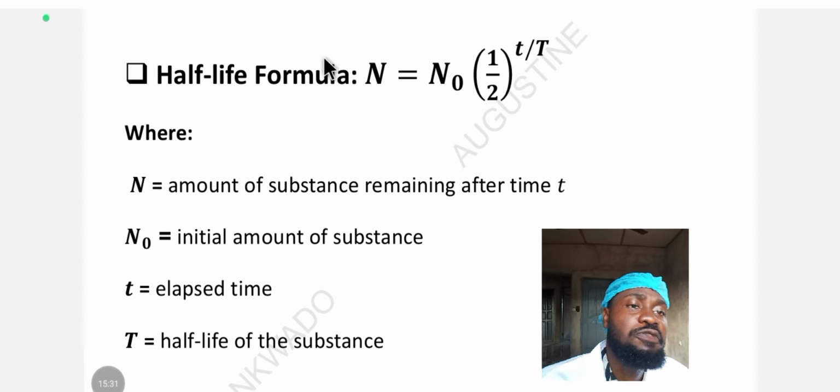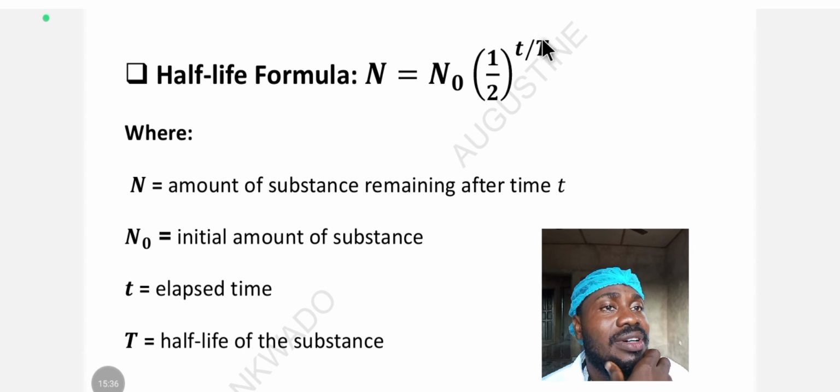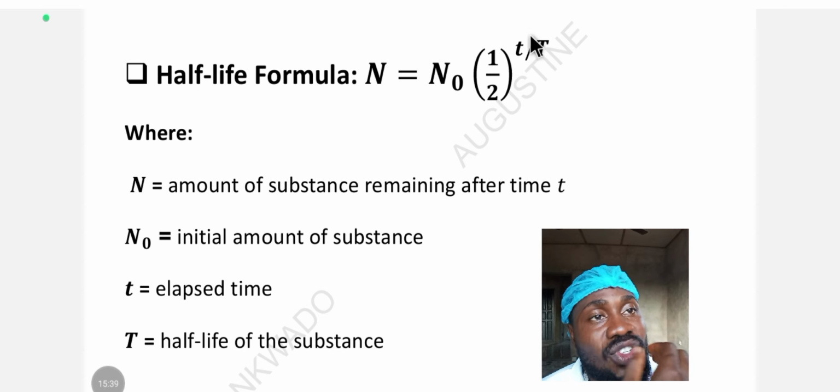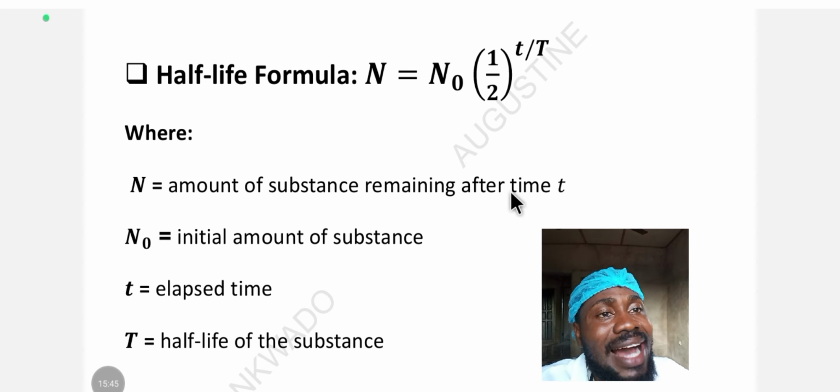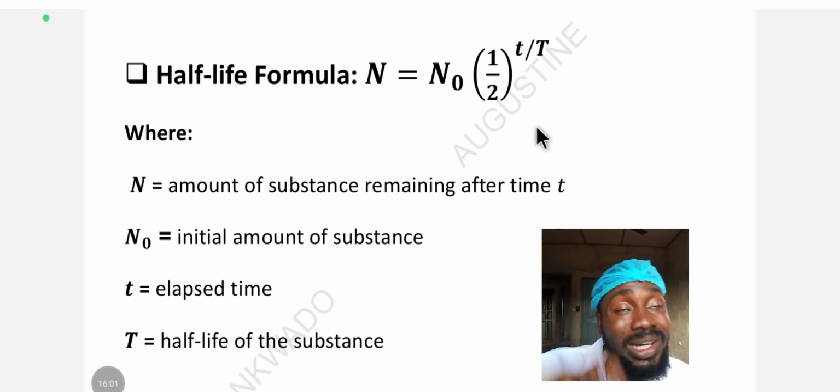All right. The formula for half-life is N equals N naught, open bracket, half, raised to the power t over T, where small t and capital T are different quantities. Put this formula in your head. This formula is very easy. The main thing is half, which is 1 over 2, raised to the power small t over capital T. Very easy.